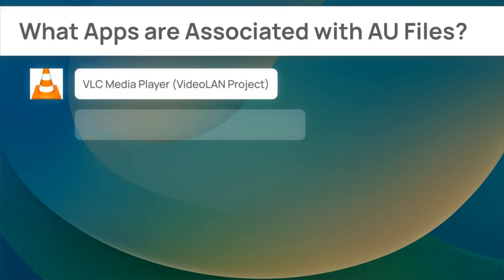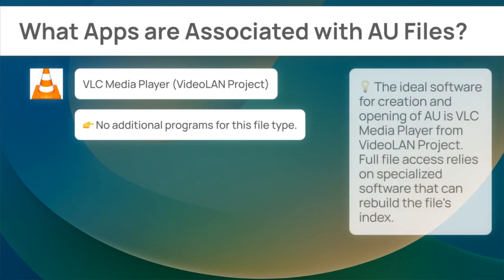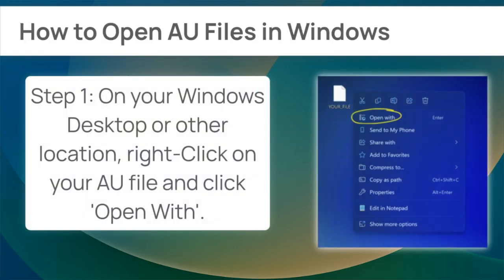The reference software for validating AU integrity is VLC Media Player from Videoland Project. Full file access relies on specialized software that can rebuild the file's index. Windows can open and play these files, but precise waveform editing requires specialized tools. We are testing every application for file recognition.